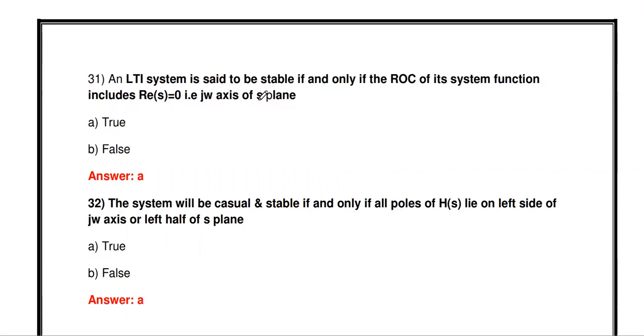Similarly, the LTI system is said to be stable if and only if the ROC of its system function includes real of s equal to 0, that is the j omega axis of the S-plane. This is the j omega axis, this is the real axis, and this is the imaginary axis. So if the ROC of the system includes real of s equal to 0, that is the j omega axis of the S-plane, the system is said to be stable.